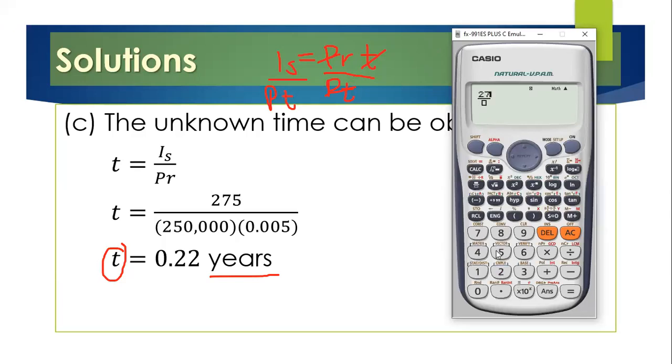So that is 275 over 250,000 times 0.005. So our answer is 0.22 years. Okay, pwede nating i-multiply to 12 para malaman natin kung ilang months yung 0.22 years. So 0.22 years times 12.